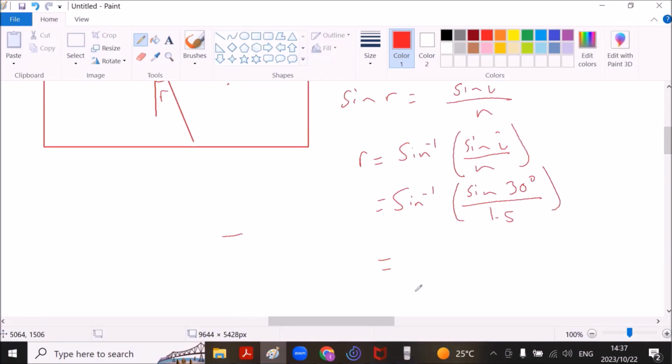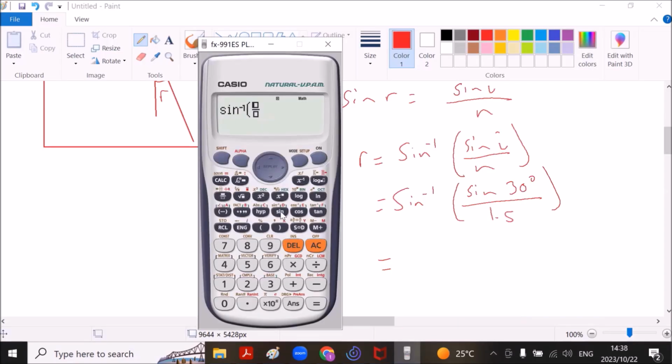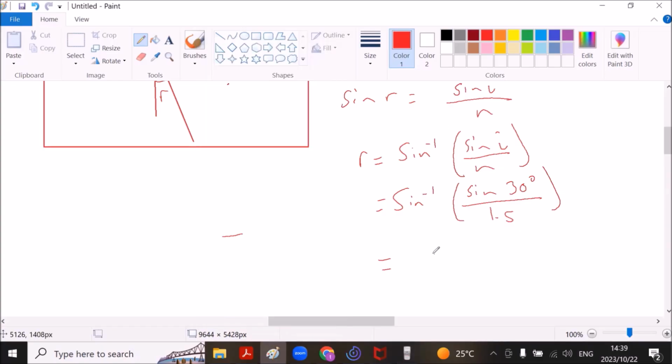So this will give us, on our calculator, arc sine, 30 over, close that bracket, over 1.5. Close that bracket outside there. Then we get 19.4, which is approximately 19 degrees, two significant figures.